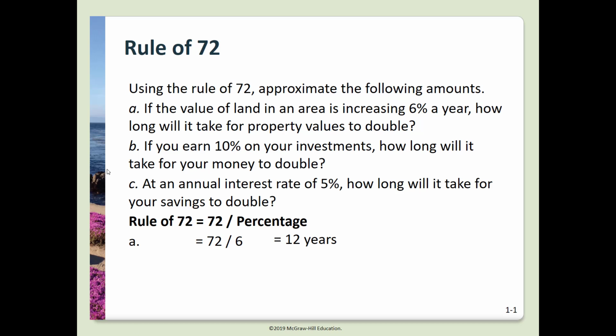Let's look at part B. If you earn 10% on your investments, how long will it take for your money to double? So we're going to use the rule of 72 again. We'll take the 72 divided by the 10 from the 10%, and when I plug that into my calculator, I get 7.2 years. And then in part C, it says at an annual interest rate of 5%, how long will it take for your savings to double? So we'll take our 72 divided by the 5 in 5%, and when I plug that into my calculator, I get 14.4 years.